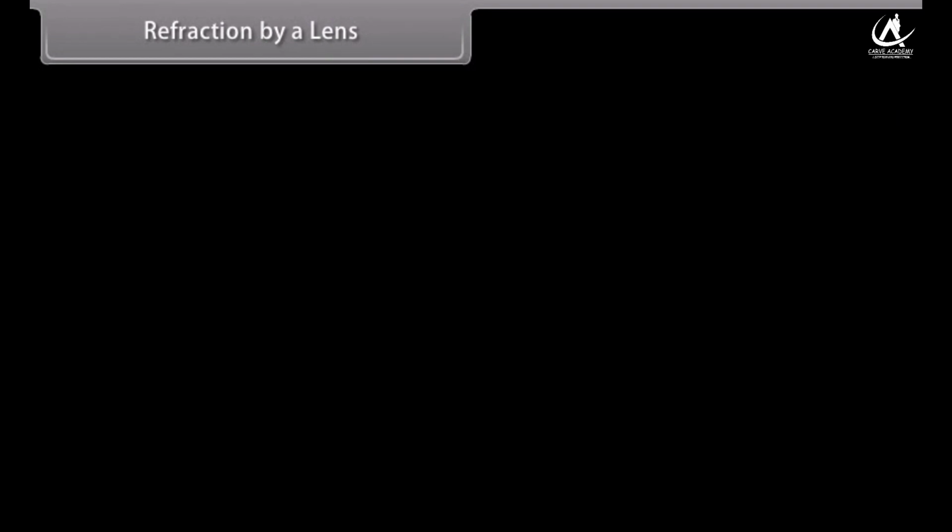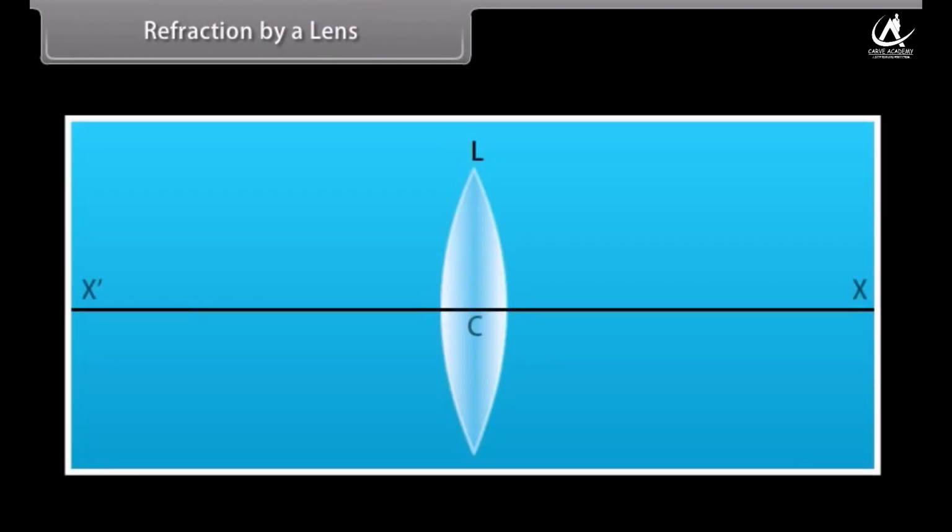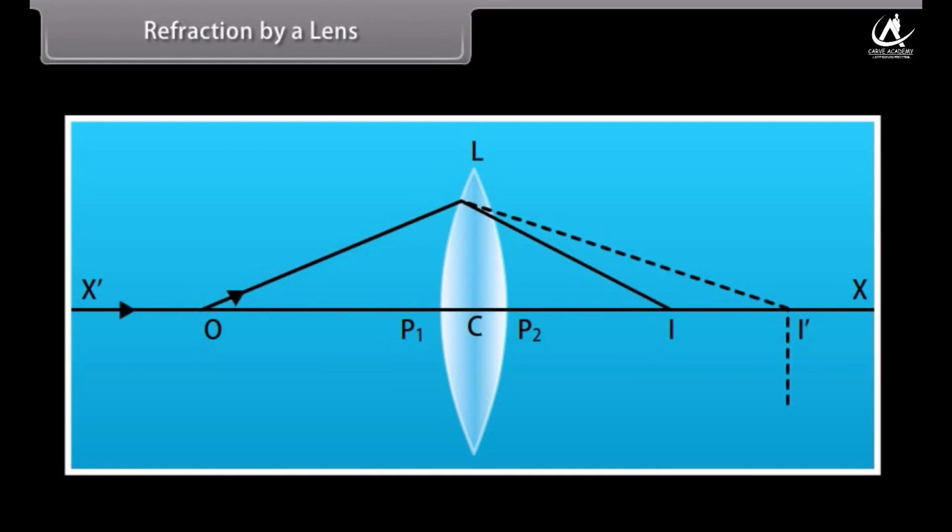Refraction by a lens. Suppose L is a thin lens. The refractive index of the material of lens is N2 and it is placed in a medium of refractive index N1. The optical center of lens is C and x' is principal axis. The radii of curvature of the surfaces of the lens are R1 and R2 and their poles are P1 and P2. The thickness of lens is T, which is very small.